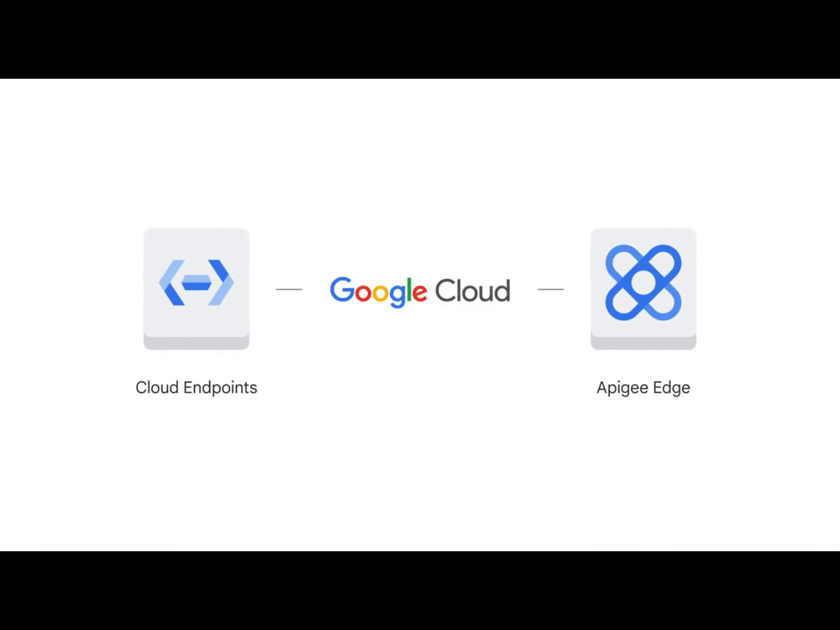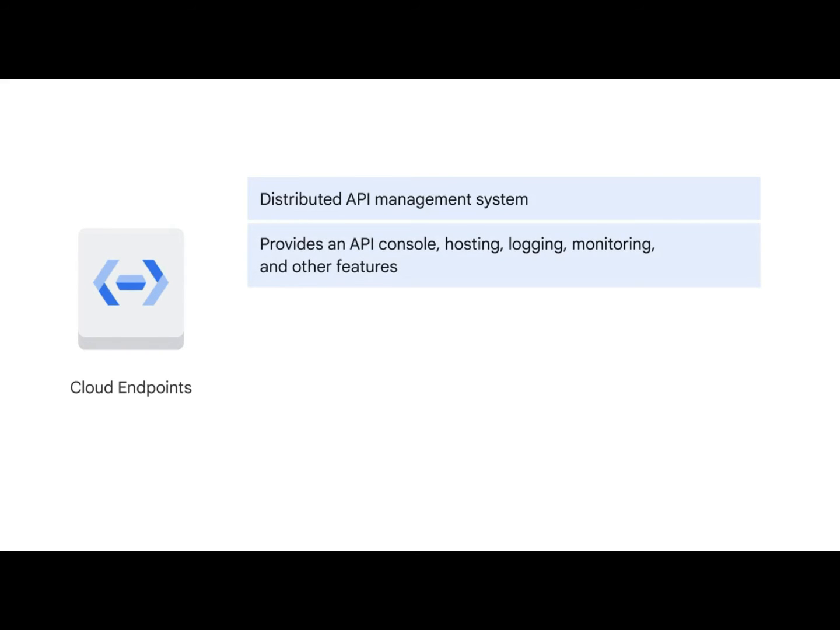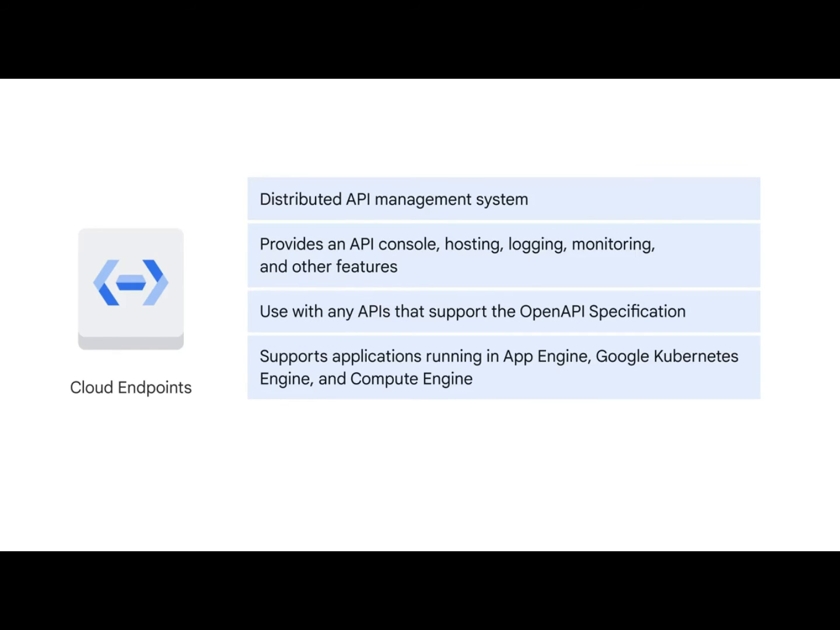Supporting an API is a very important task, and Google Cloud provides two API management tools, Cloud Endpoints and Apigee Edge. Cloud Endpoints is a distributed API management system that uses a distributed extensible service proxy, which is a service proxy that runs in its own Docker container. The goal is to help you create and maintain even the most demanding APIs with low latency and high performance. Cloud Endpoints provides an API console, hosting, logging, monitoring, and other features to help you create, share, maintain, and secure your APIs. You can use Cloud Endpoints with any APIs that support the Open API specification. Cloud Endpoints supports applications running in App Engine, Google Kubernetes Engine, and Compute Engine. Clients include Android, iOS, and JavaScript.